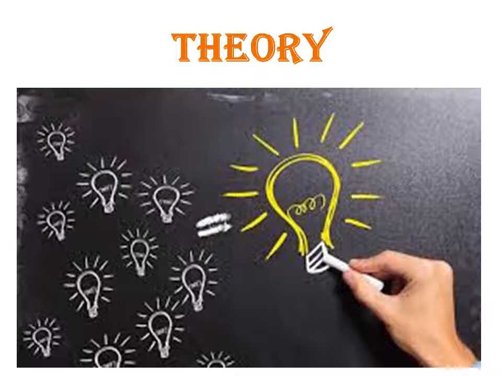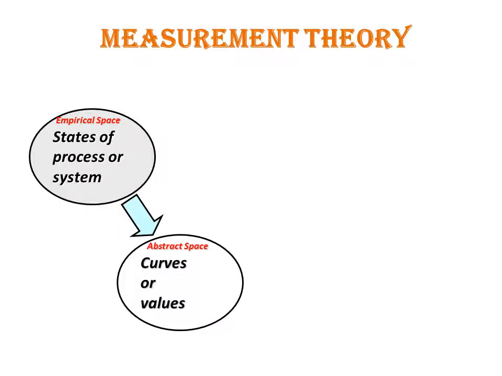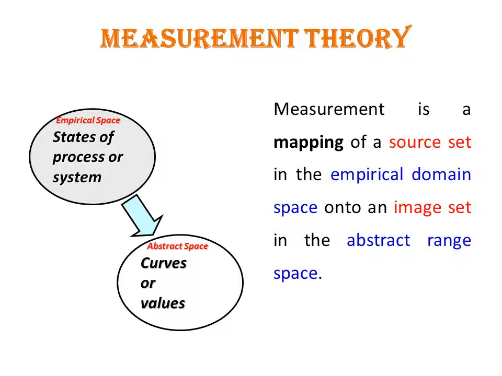Now, how this measurement system works? What is the theory behind that? The measurement theory involves this comparison, as I told earlier. The comparison of the process or the system which we are measuring with the known standard. So, measurement is a mapping of source set in empirical domain space into an image set in the abstract space. That is, we are mapping the process of the system which we want to measure with the value already being defined or standard of measurement.